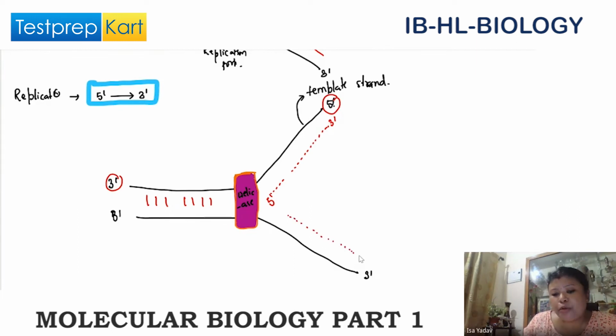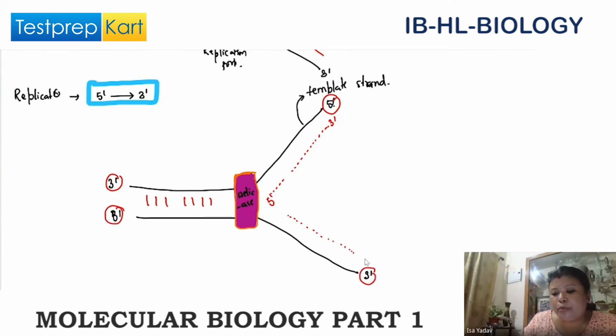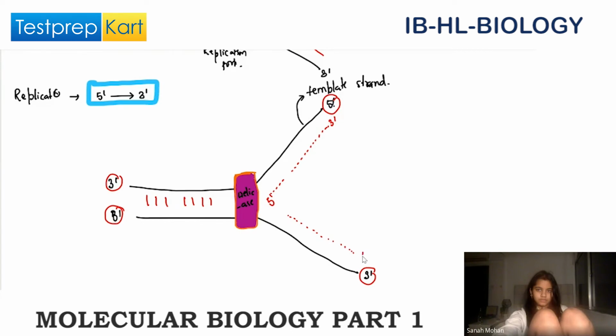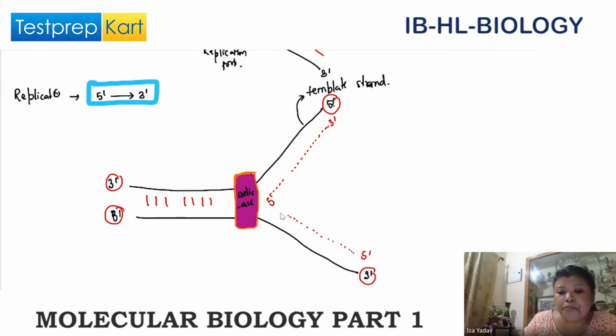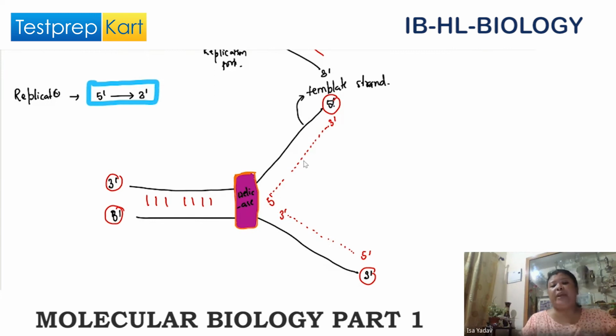Where will I put my 5 prime? See here, this is 5 prime, this is 3 prime. So where will I put my 5 prime? Here, right? 5 prime to what? 3 prime. So can you see that the replication is running in opposite direction?